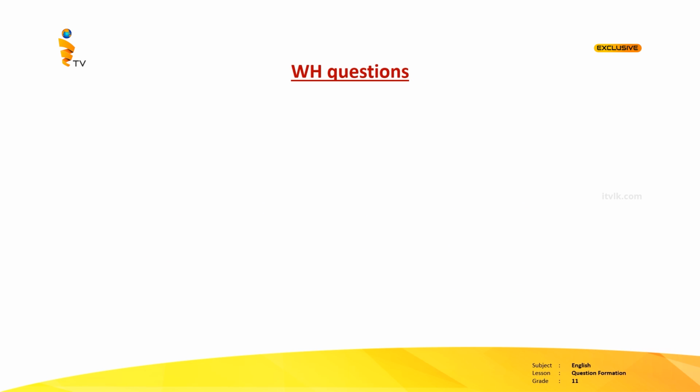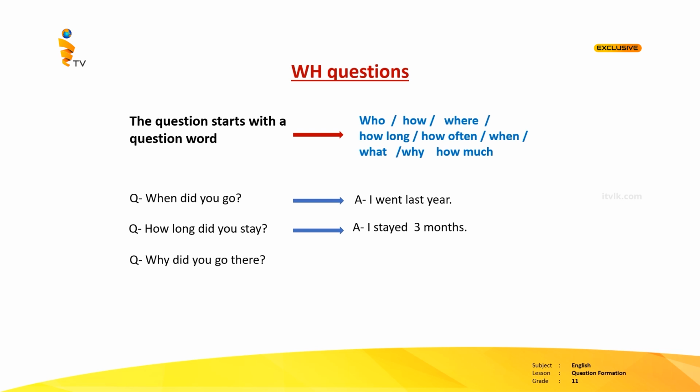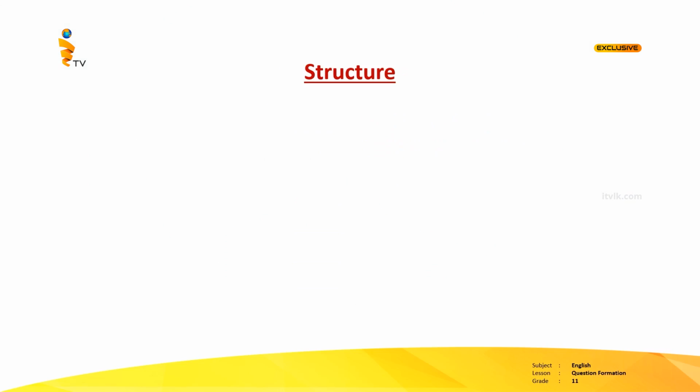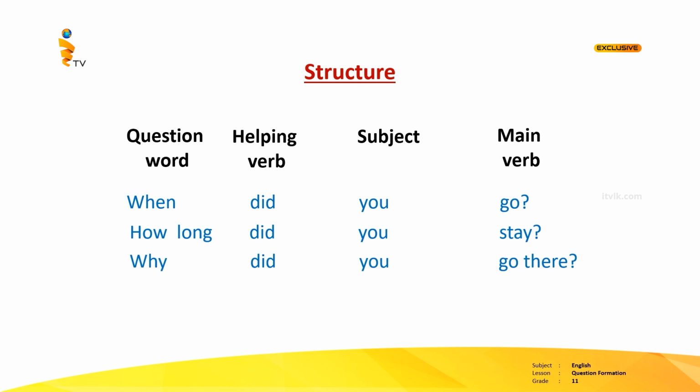The second type of questions is WH questions. Here you can see the question starts with a question word. When did you go? I went last year. How long did you stay? I stayed 3 months. Why did you go there? I went for studying. What is the weather like there? It's a little gloomy these days. Again, if you have a look at the structure, it's like this. We can arrange the sentence under each of the 4 main parts of a question. Remember always to follow the structure. It's the easy way.